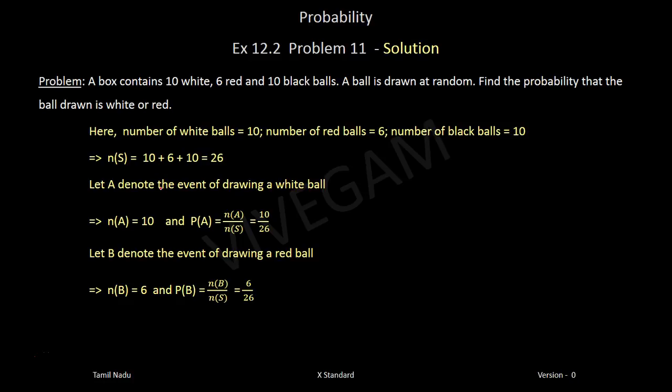Let A denote the event of drawing a white ball. What is n of A? The number of white balls, which is 10. So n of A is 10. Probability of A is n of A divided by total number of balls, that is number of white balls divided by total number of balls, which is 10 divided by 26. Let B denote the event of drawing a red ball. So n of B is number of red balls. How many red balls are there? There are 6. So n of B is 6 and P of B is n of B divided by n of S, that is number of red balls divided by total number of balls, that is 6 by 26.